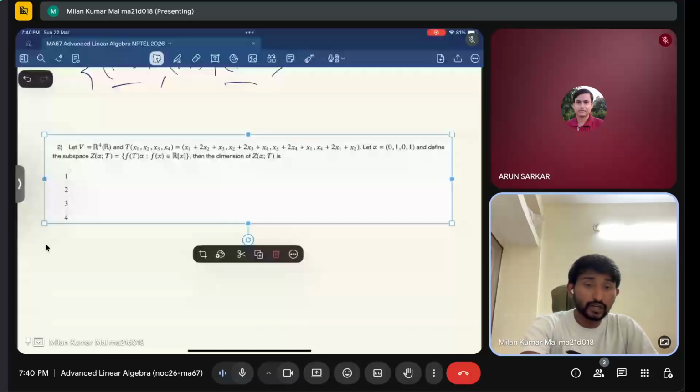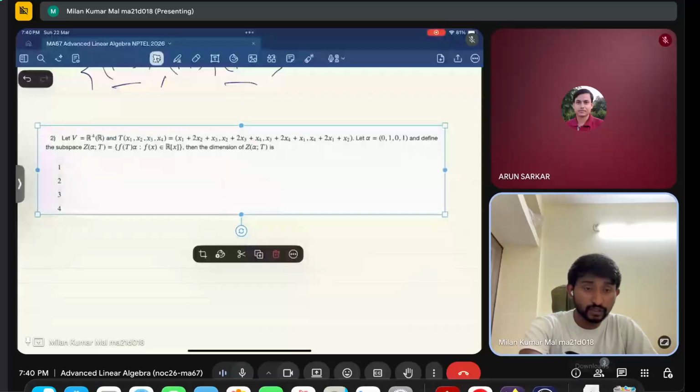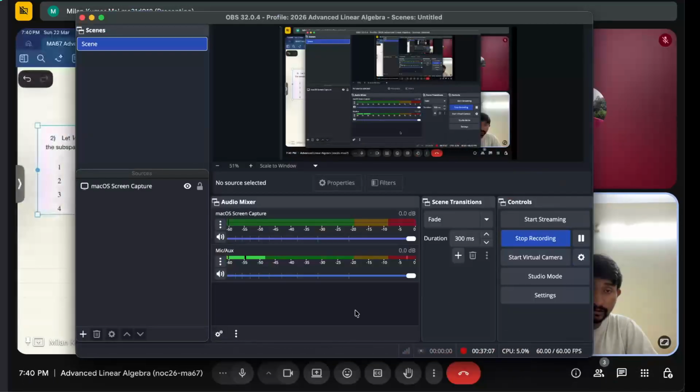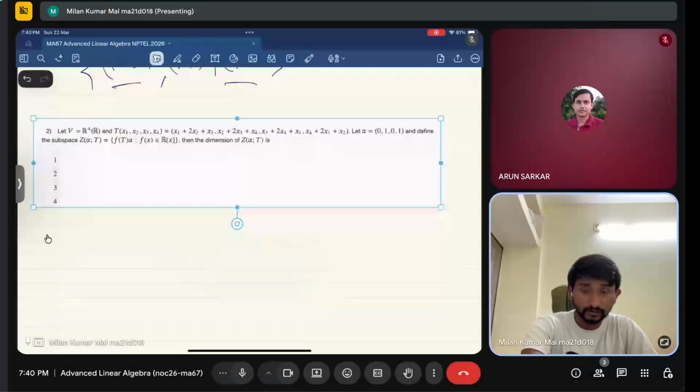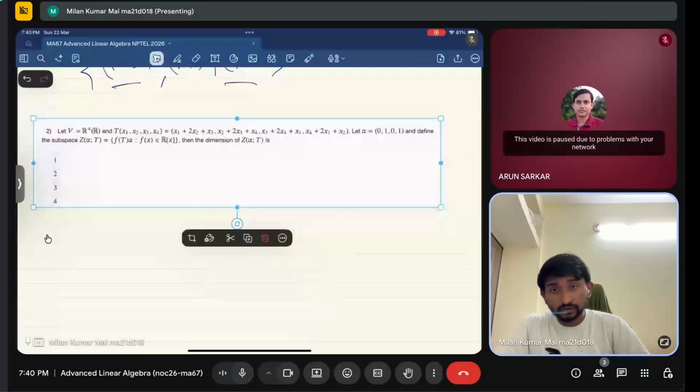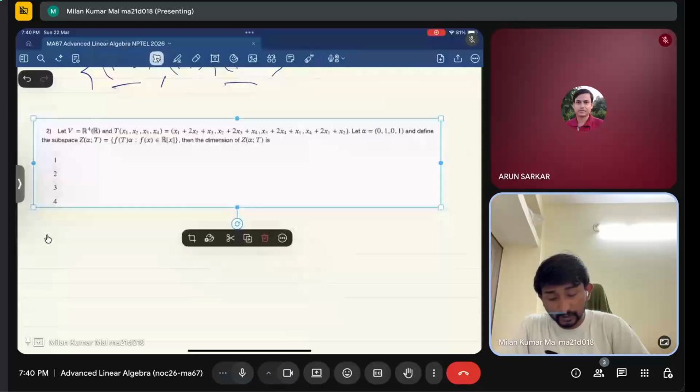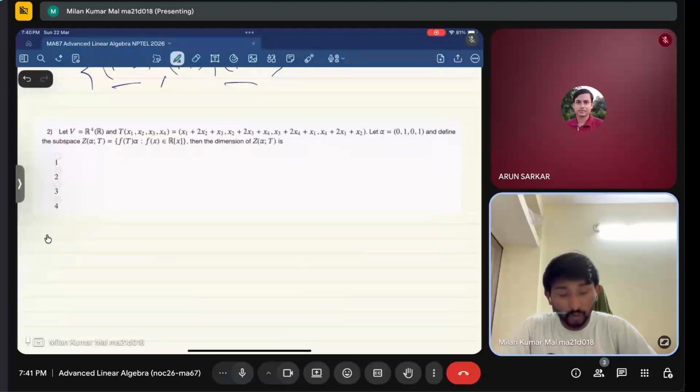So let's go to another problem. I hope this problem will be simpler at least. Here it is, another problem. What it says: we have all these factors, the cyclic dimension, everything is there. Okay, let's see still.